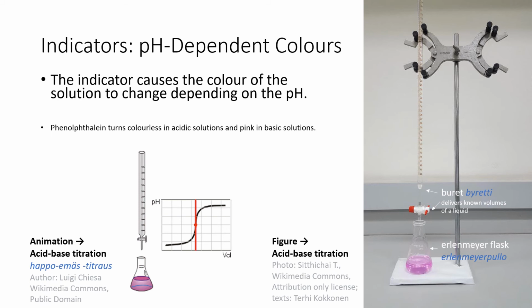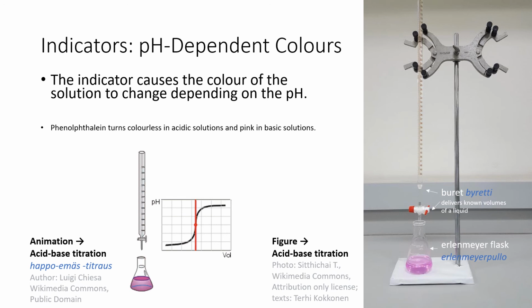In an acid-base titration, a basic or acidic solution of unknown concentration is reacted with an acidic or basic solution of known concentration. The known solution is slowly added to the unknown one, while the pH is monitored with an indicator, a substance whose color depends on the pH. As the acid and base combine, they neutralize each other.